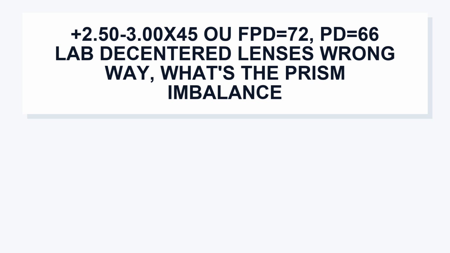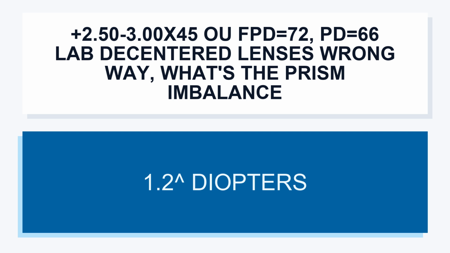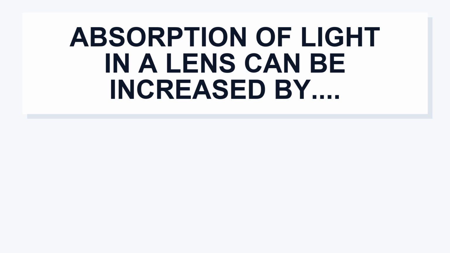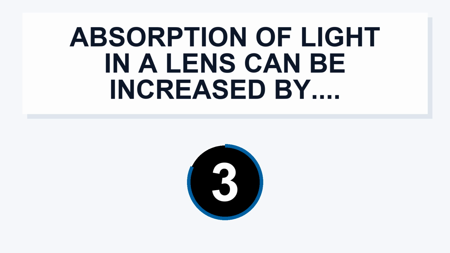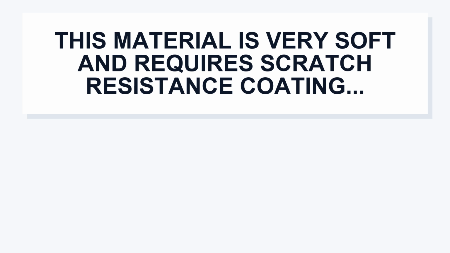Plus 2.50 -3.00 x 45 OU, FPD equals 72, PD equals 66. Lab decentered lenses the wrong way. What's the prism imbalance? 1.2 prism diopters. Absorption of light in a lens can be increased by tinting the lenses. This material is very soft and requires scratch resistance coating.